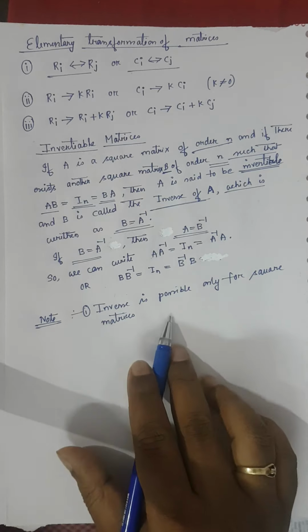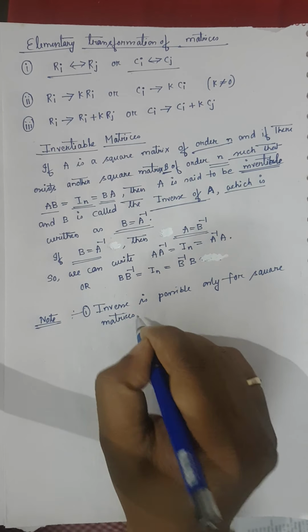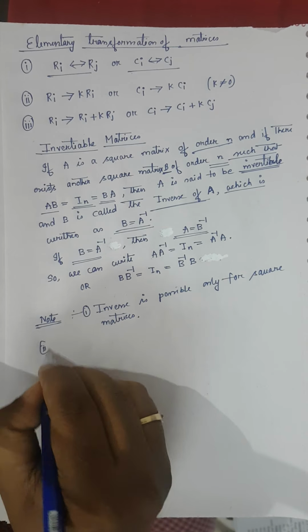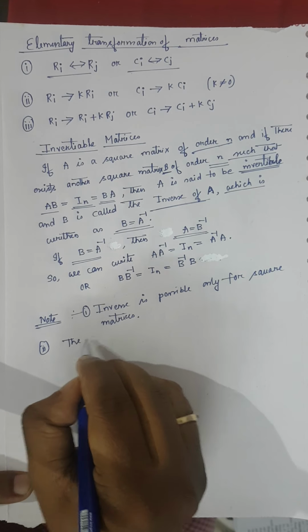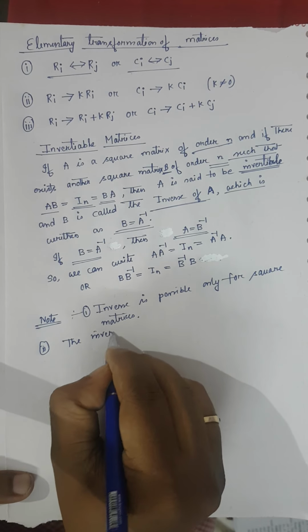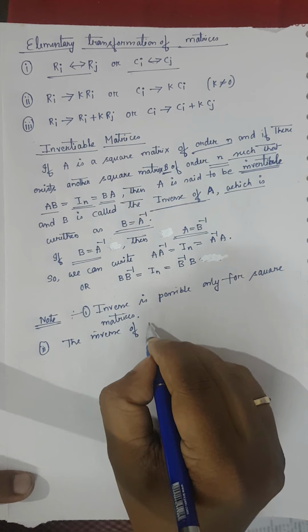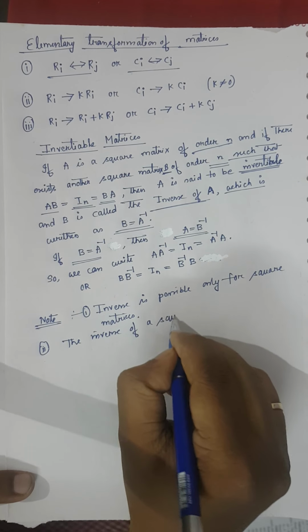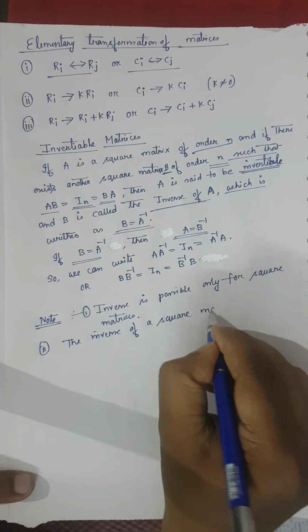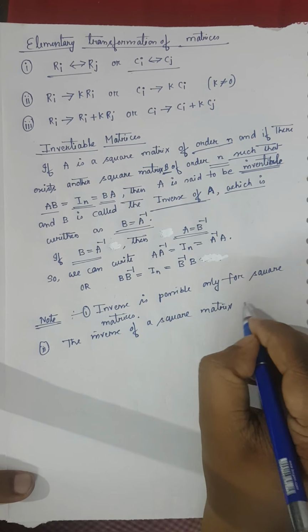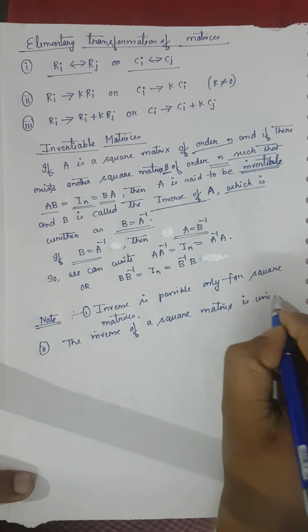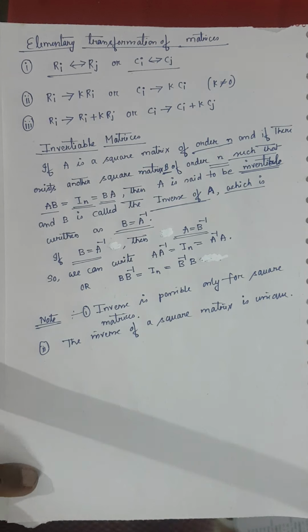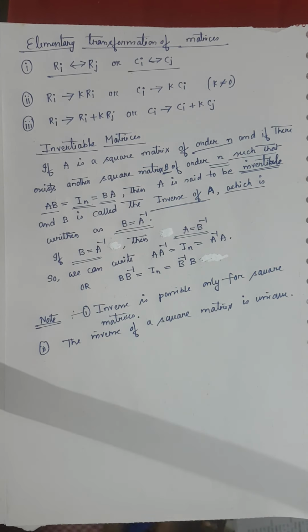So inverse is possible only for square matrices. And number 2, the inverse of a square matrix is unique, because you cannot find more than one inverse of a given matrix.